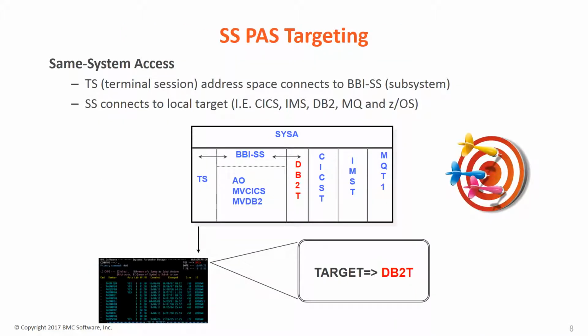When using MainView to access products in the OLTP PAS, the terminal session will first connect to the BBISS or OLTP PAS. In turn, the subsystem will connect to the local target that you've indicated that you want to connect to. And that's specified in the target field in the displays. It's in the upper right-hand corner. So the terminal session connects to the BBISS, and then the BBISS finds the target that's been specified and initiates a user session with that target.